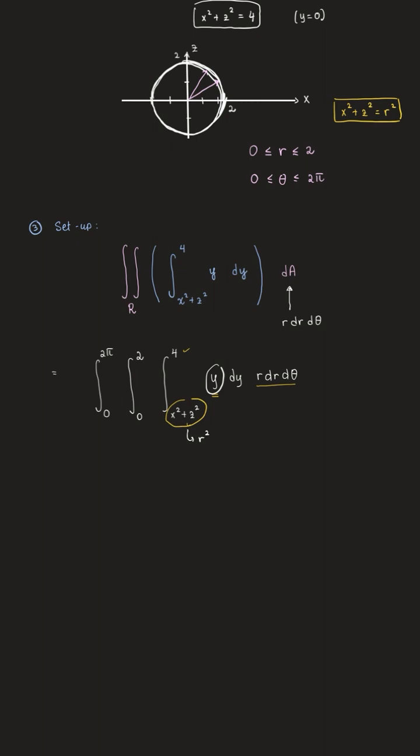So here's what we have. We have integral from 0 to 2 pi as our outer integral, integral from 0 to 2, integral from r squared to 4, y times r dy dr d theta. And that's good because once we evaluate our inner integral, we're going to have an expression in terms of r, which is what we need for our middle integral. And so we're in good shape here.